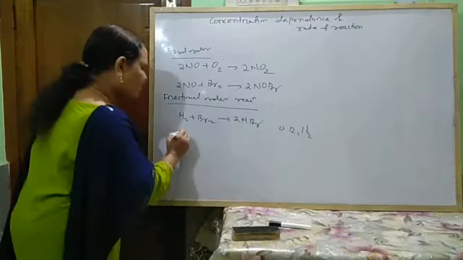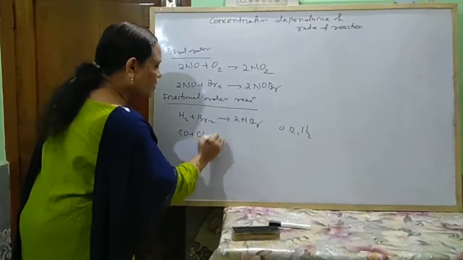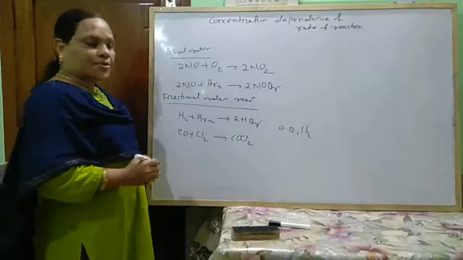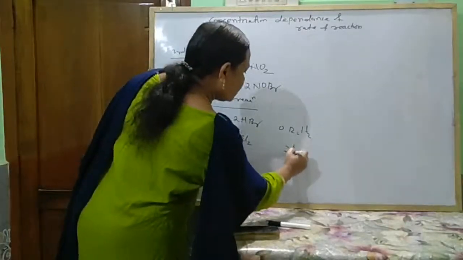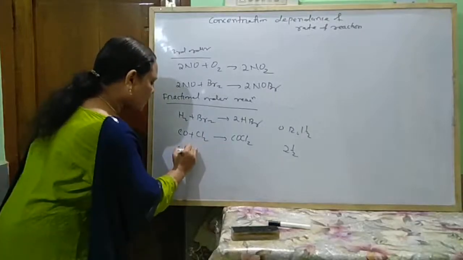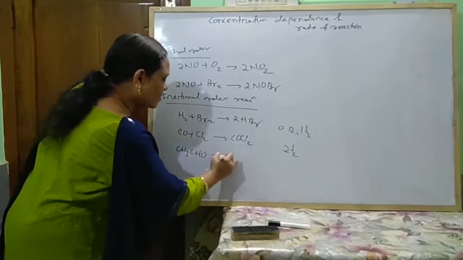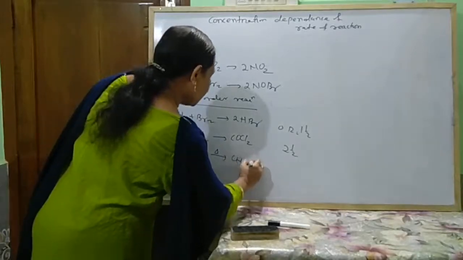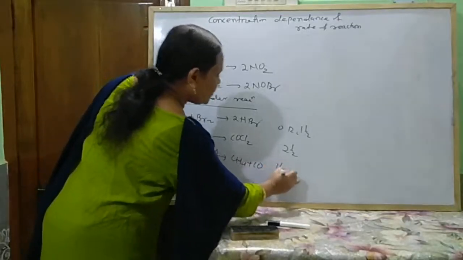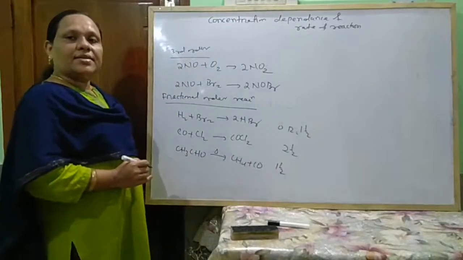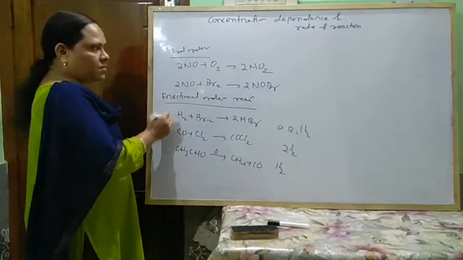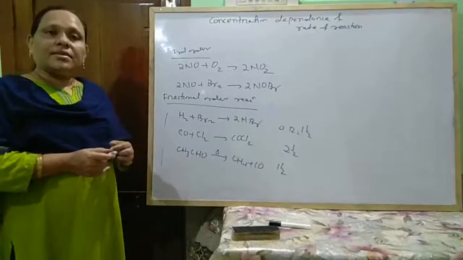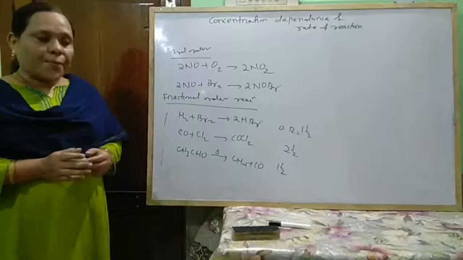Similarly, another example, CO plus Cl2 give rise to COCl2. Here the order of reaction is 3/2. Similarly, CH3CHO on heating decomposes to give CH4 plus CO. This is also a fractional order reaction. So these are some examples of fractional order. These are some examples of third order, and what is second order and first order reaction we know.